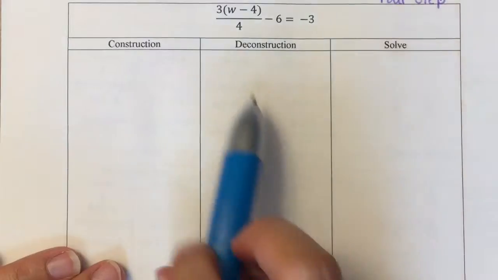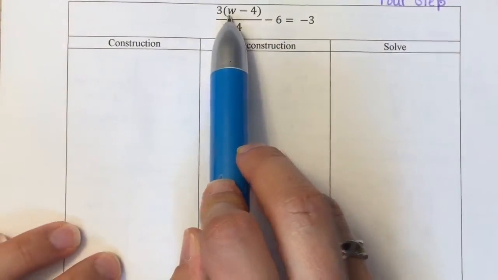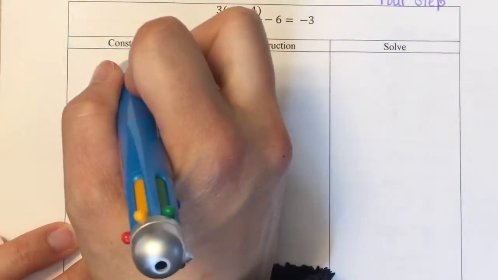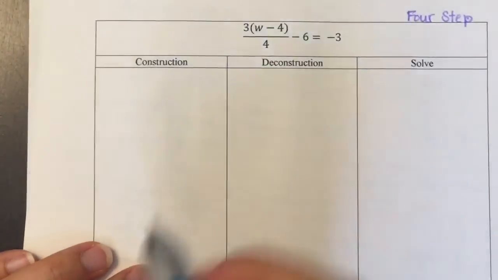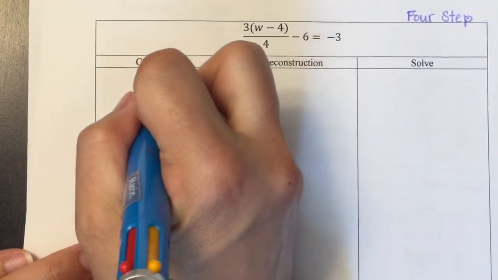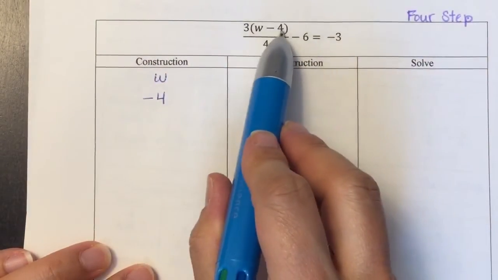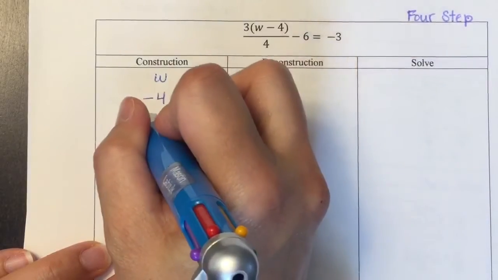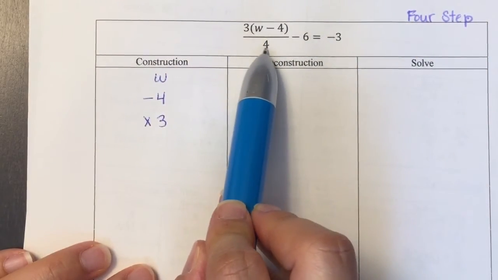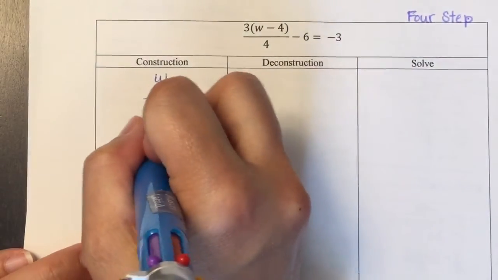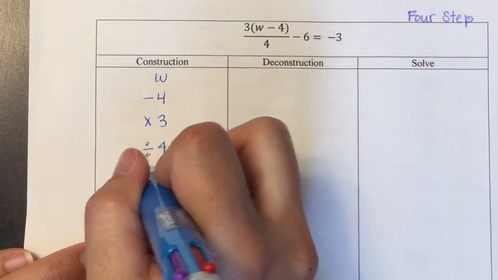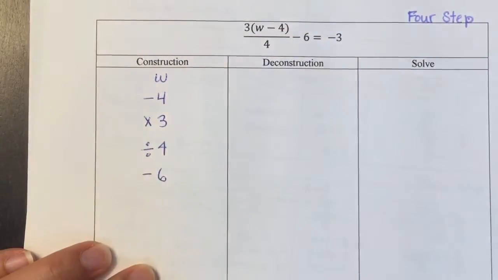Okay, so here we have a variable w. And I'll try and go through this a little bit quicker now that you should feel pretty comfortable with this. So to start with, we have w. First thing that happens to it, we subtract 4. Next thing that happens to it, we multiply by 3. Next thing that happens to w, we divide by 4. And the next thing that happens to it, we subtract 6.